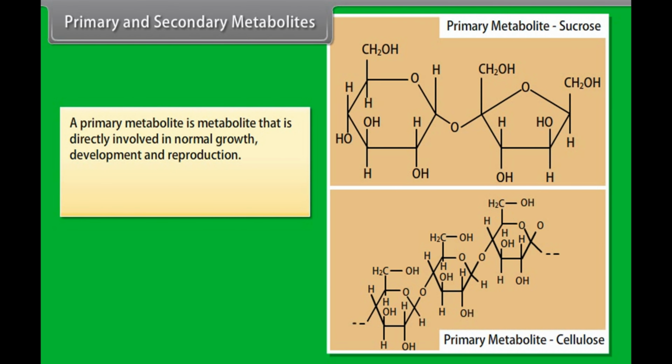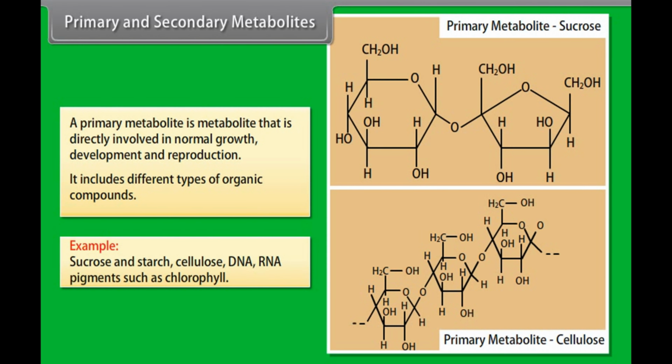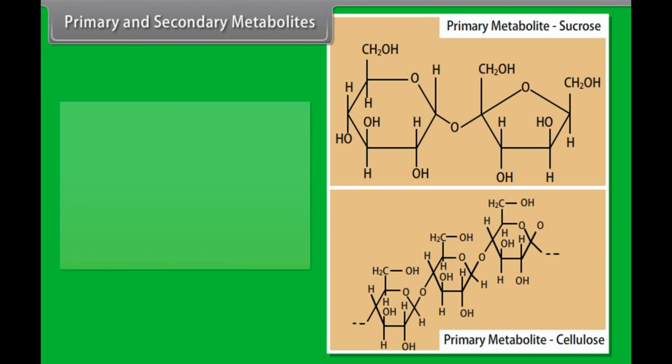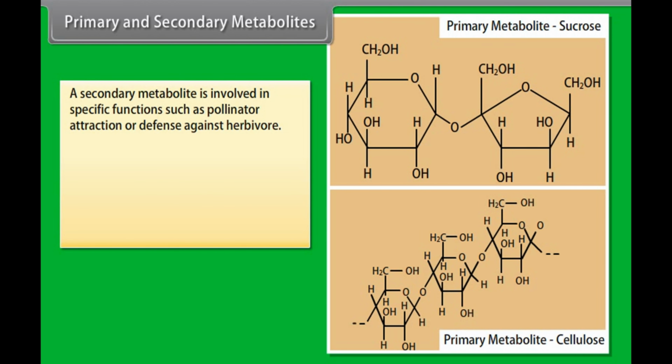Primary and secondary metabolites. A primary metabolite is a metabolite that is directly involved in normal growth, development, and reproduction. It includes different types of organic compounds. Example, sucrose and starch, cellulose, DNA, RNA, pigments such as chlorophyll. A secondary metabolite is involved in specific functions such as pollinator attraction or defense against herbivore.